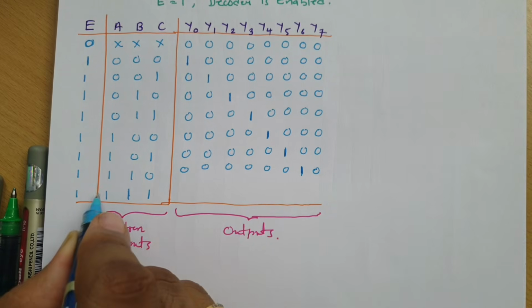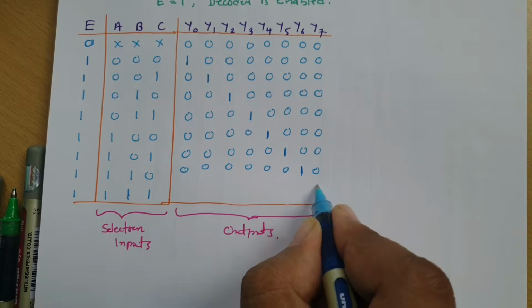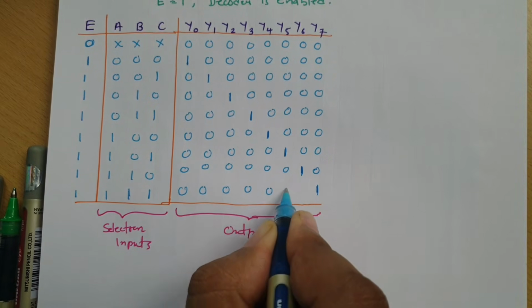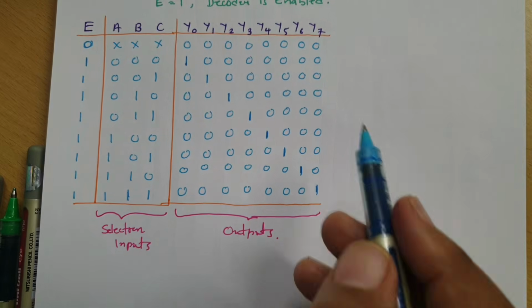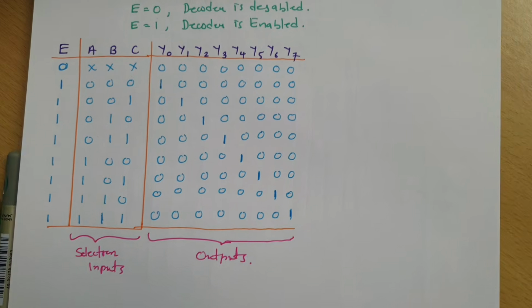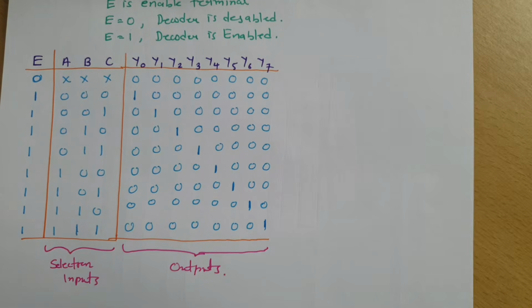And in case of 111, that means 7, so Y7 will get decoded and the other outputs will stay 0. So see, this is how decoding is happening at the output side. Now I'll explain how we can make a circuit from this truth table.